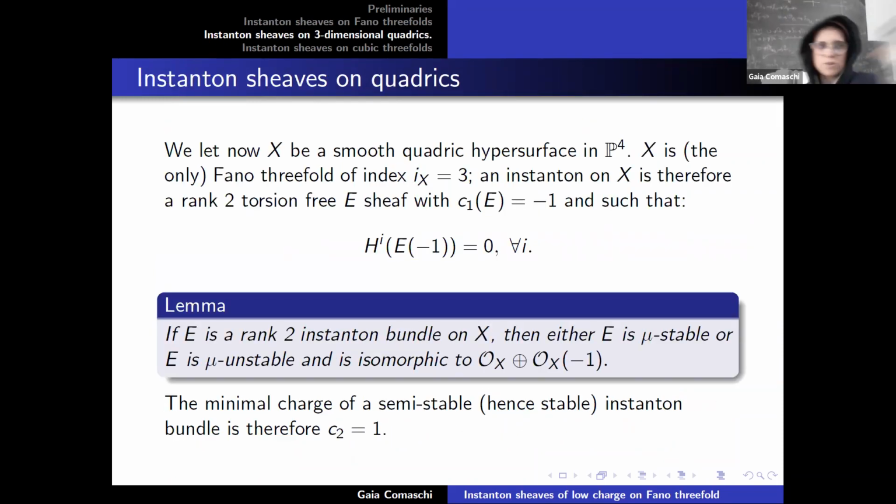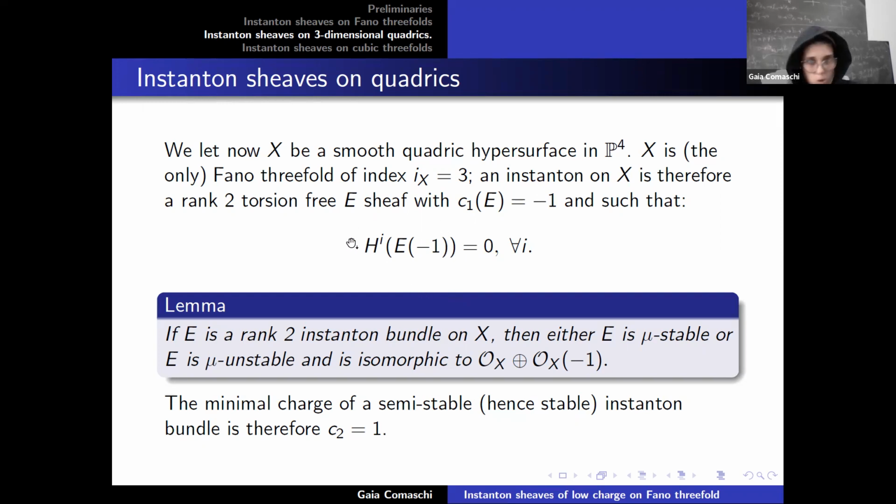Okay, let's now see in greater detail what happens on quadrics and cubic threefolds. So for the moment, we suppose that X is a smooth quadric hypersurface in P4. So X is the only Fano threefold of index 3. So that in this case, following our definition, we have that an instanton on X will simply be a rank 2 torsion-free sheaf with first Chern class equal to -1, and such that the twist by -1 of the sheaf E has no cohomology.